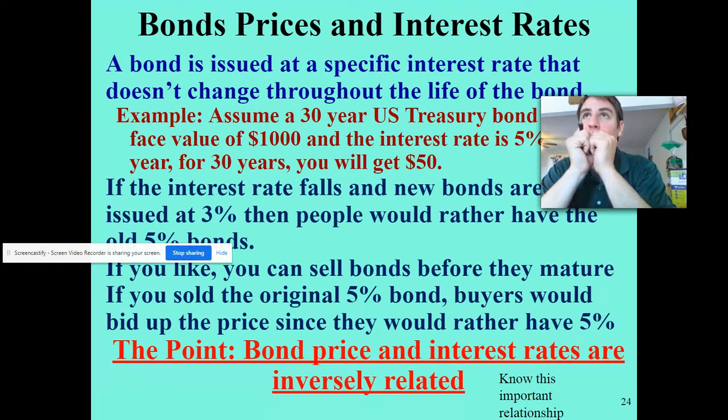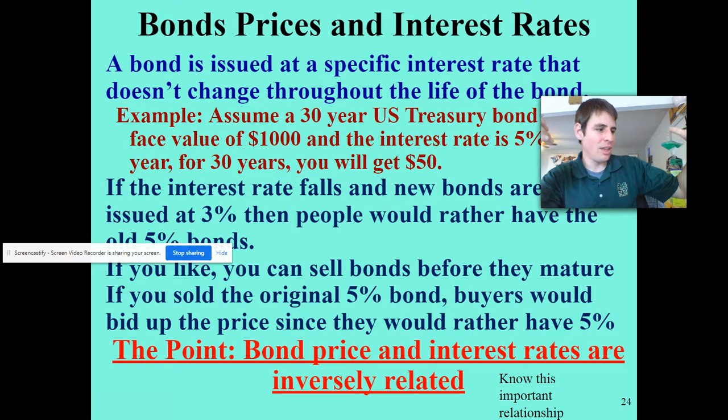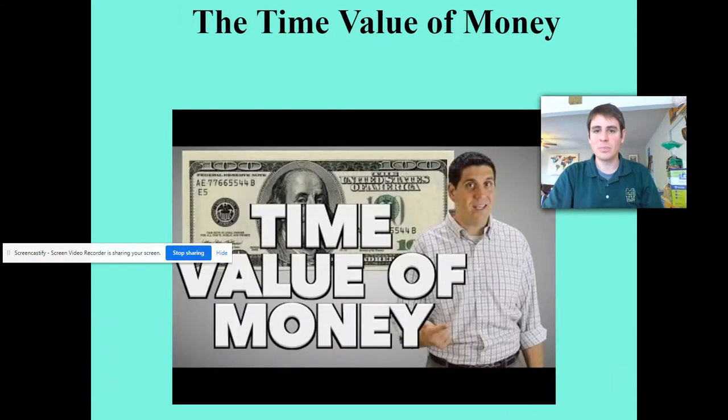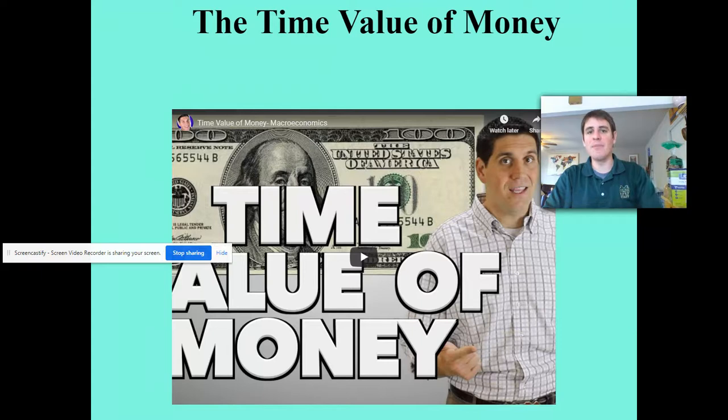Well, are people going to want to buy my $100 bond at 10% interest rate? Well, no. Why? Because they can buy a bond at 50% interest rate. So how do I get rid of my 10% interest rate? I'm going to have to lower the price of the bond, right? Time value of money.